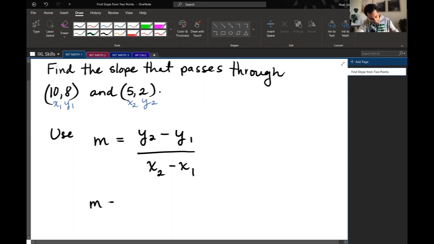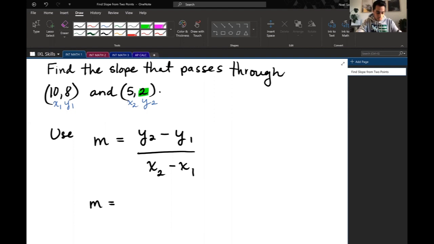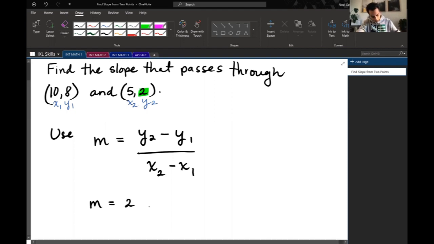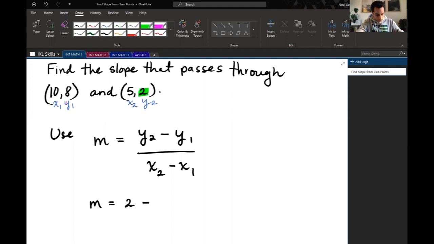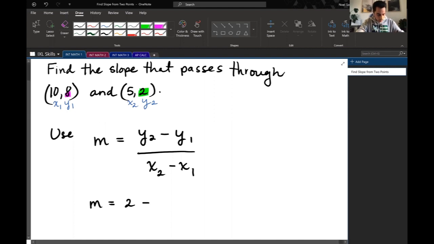So we have m is equal to, we have y2, right? So for y2, I'm going to substitute it with the second y value, which is 2. Okay, so we have 2 minus, now I need to identify my y1. My y1 is actually labeled 8. Okay, so we end up with 2 minus 8 all over.